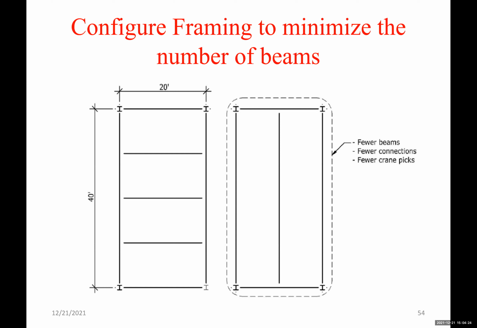Configure framing to minimize the number of beams. Say we have one bay, 20 by 40. As you can see here, the beams are in the short direction, the girder in the long direction. We don't usually do that, but you may see it. Typically we have the girders in the short direction because they support more load, and the beams in the long direction. The result here is fewer beams, fewer connections, and fewer crane picks during the erection. It's the same bay, but look at the difference in the beam numbers, connection numbers, and also in the erection.